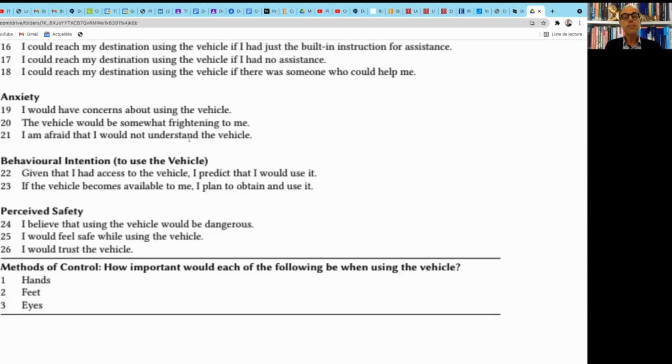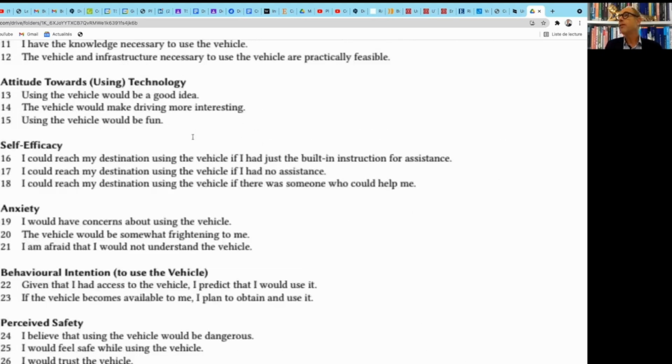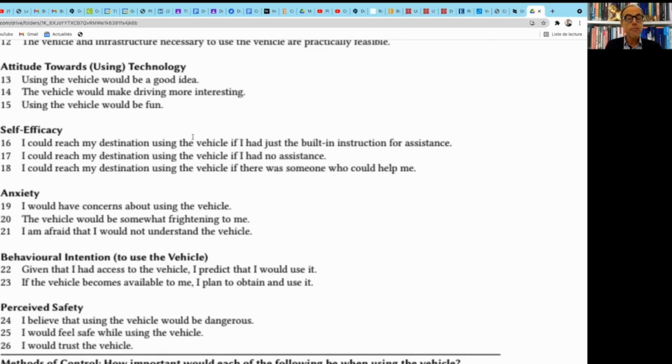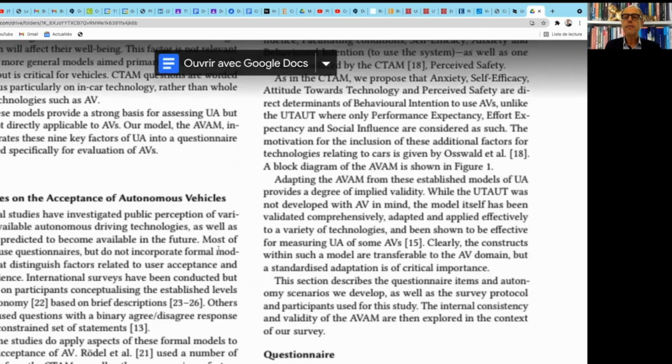I would have concerns about using delivery drones. The delivery drone would be frightening to me. I'm afraid that I would not understand the delivery drone. Perceived safety: I believe that using the delivery drone would be dangerous. I would feel safe while using the delivery drone. I would trust the delivery drone. Perceived safety.